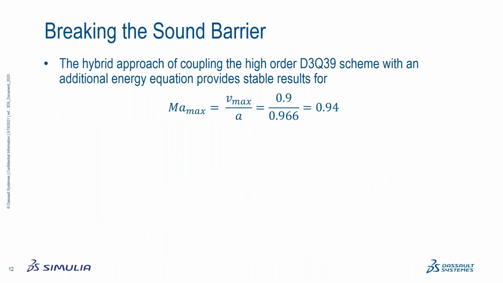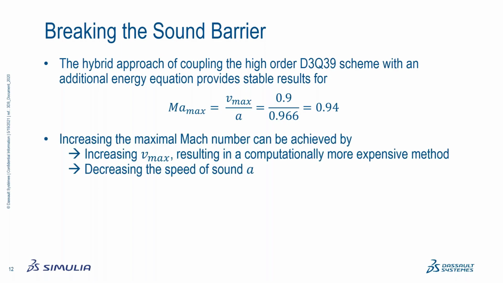So how does this now enable us to simulate high Mach number flows? The hybrid approach that I showed you earlier, where we couple the high order D3Q39 scheme with an additional energy equation, provides stable results for a Mach number, which is, just to give you the definition again, the maximum velocity over the local speed of sound, of 0.94. And now the question becomes, how can we change the simulation approach to allow Mach numbers greater than 1?